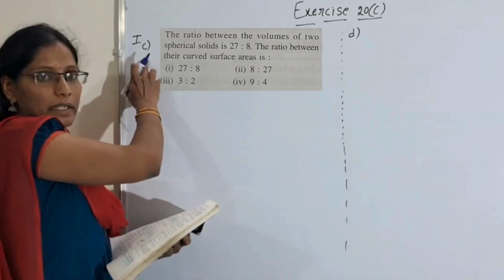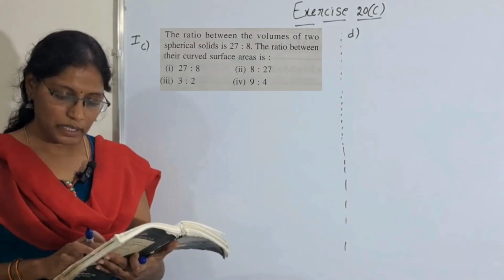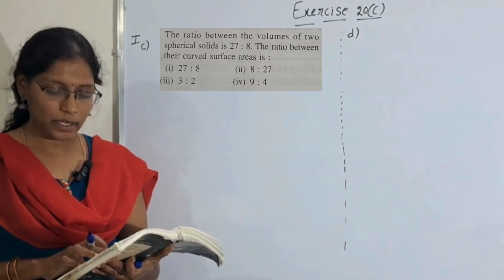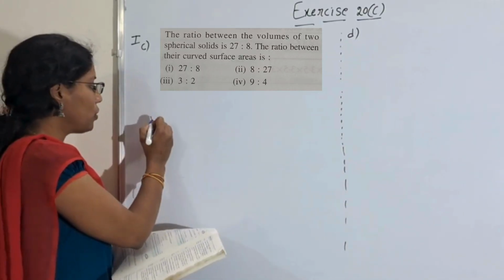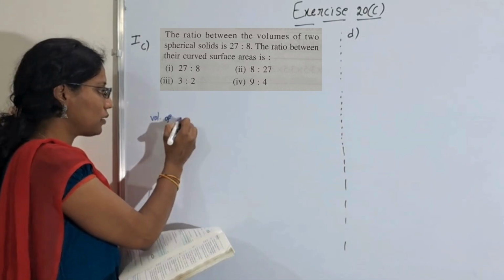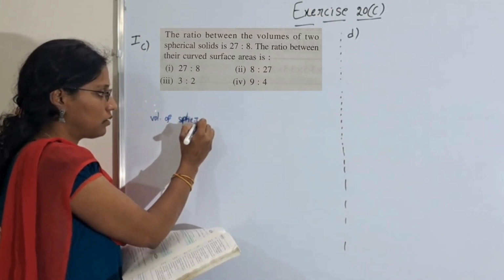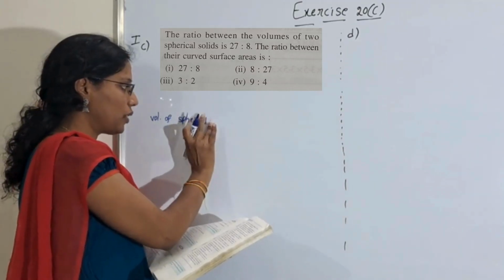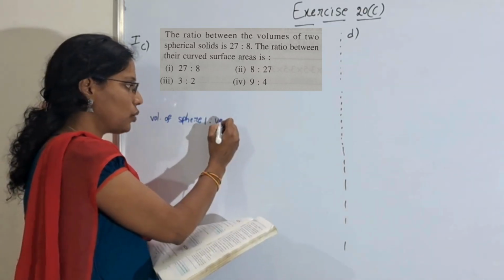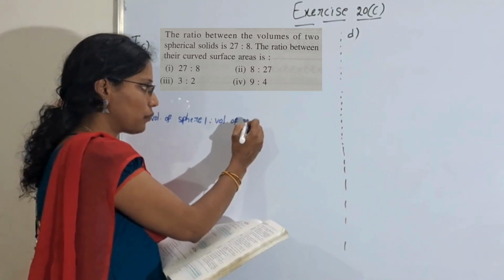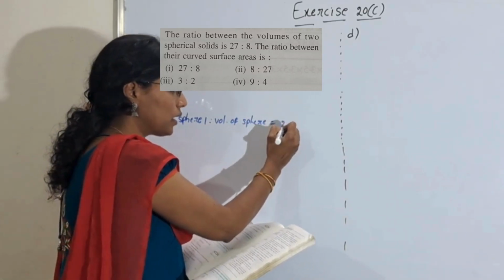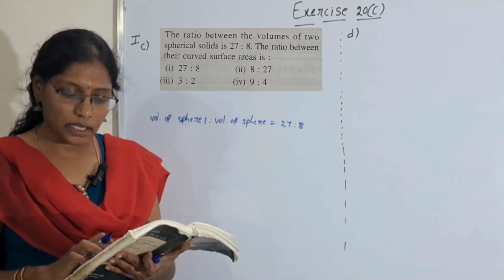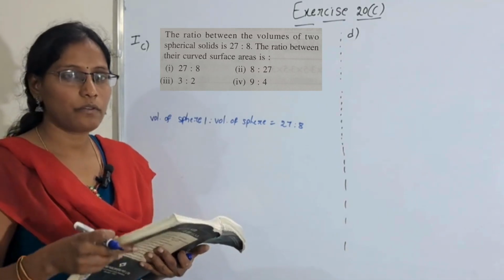Next, problem number C. The ratio between the volumes of two spherical solids is 27 is to 8. Volumes they have given. Volume of sphere 1 to volume of sphere 2 is equal to 27 is to 8. Next, the ratio between their curved surface areas. Curved surface area formula is 4 pi r square.